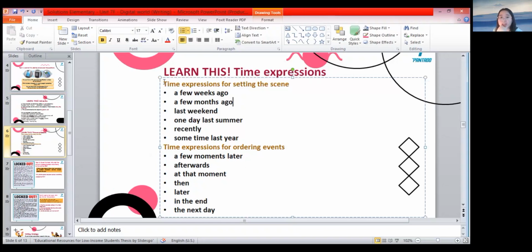Okay? Here we have some time expressions for setting the scene, like a few weeks ago, a few months ago, last weekend, one day last summer, recently, sometime last year. So these are the time expressions for setting the scene. And these are the time expressions for ordering events, like at that moment, a few months later, afterwards, in the end, the next day, later, and then, for ordering the events.